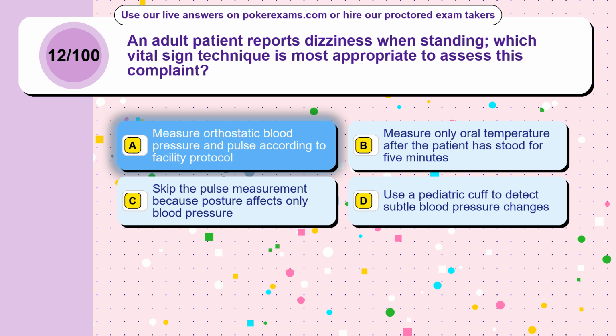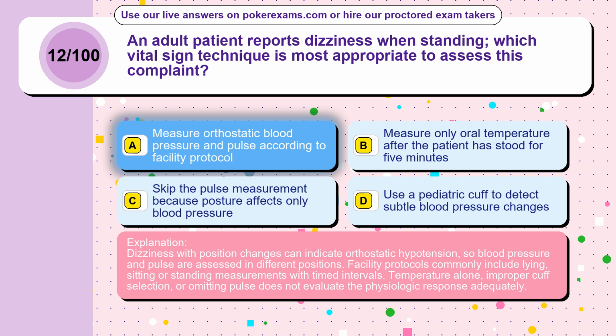Measure orthostatic blood pressure and pulse according to facility protocol. Dizziness with position changes can indicate orthostatic hypotension, so blood pressure and pulse are assessed in different positions. Facility protocols commonly include lying, sitting, or standing measurements with timed intervals. Temperature alone, improper cuff selection, or omitting pulse does not evaluate the physiologic response adequately.